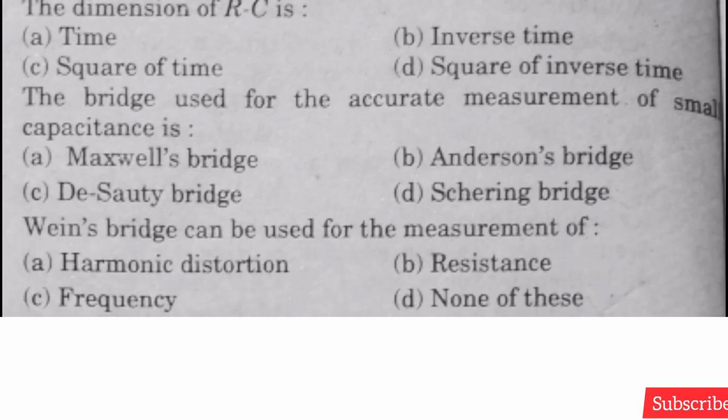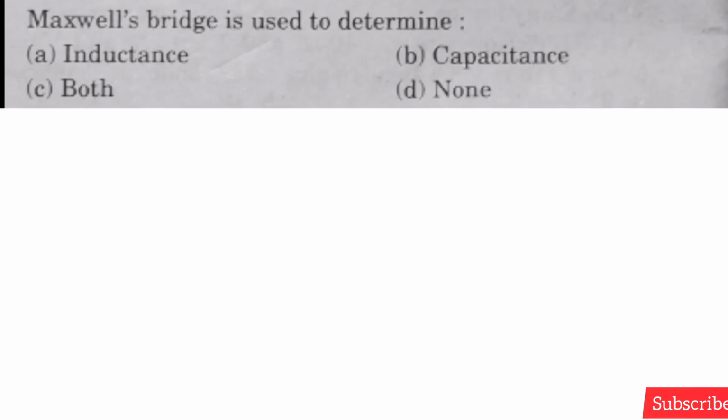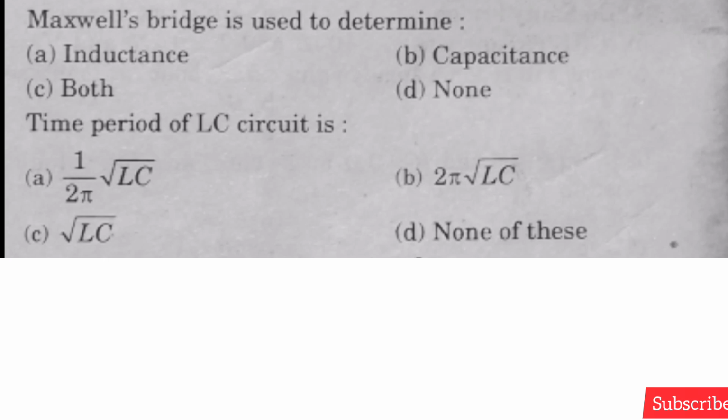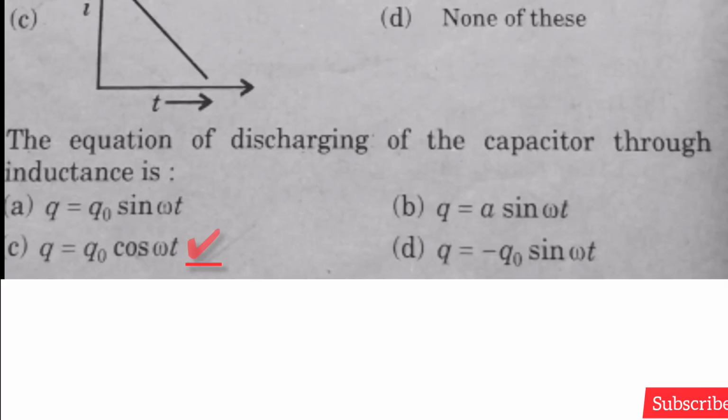Wein's bridge can be used for the measurement of. Option D is right. The dimensions of RC is time. Option A is right. Maxwell's bridge is used to determine inductance. Option A is right. Time period of LC circuit is option B. Option B is right. Which graphs show steady current? Option A is right. The equation of discharging of the capacitor through an inductance is option C. Option C is right.